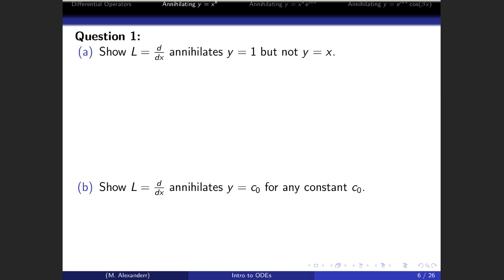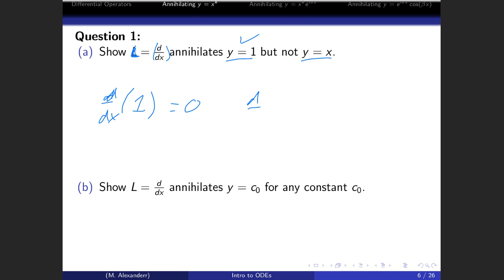Now let me write down some details here. The operator is the derivative operator, and instead of writing d over dx all the time, we give it the name L. We want to show that this operator annihilates the function 1, but does not annihilate the function x. When you plug the function 1 into the operator L, this is telling us, back in calculus, to differentiate the function 1, and the answer is 0. So check, it does annihilate the function y.